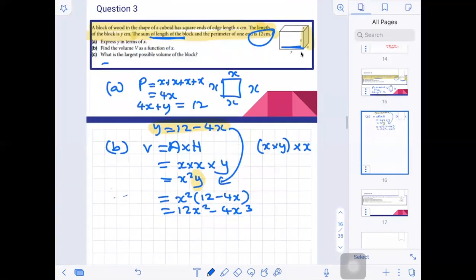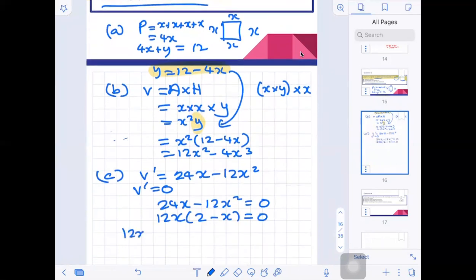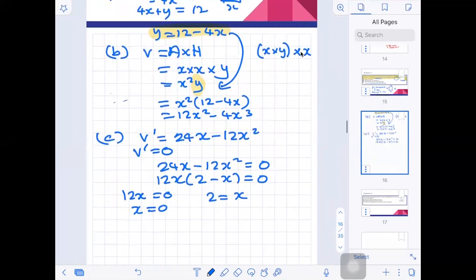Okay, and then the last part of this, find the largest possible volume of the block. So the volume would be largest when v dash equals 0. So find v dash, which is 24x minus 12x squared. Make v dash equal 0. So 24x minus 12x squared equals 0. 12x(2 minus x) equals 0. 12x equals 0, x equals 0, or 2 minus x equals 0. If you bring the x over, x equals 2.